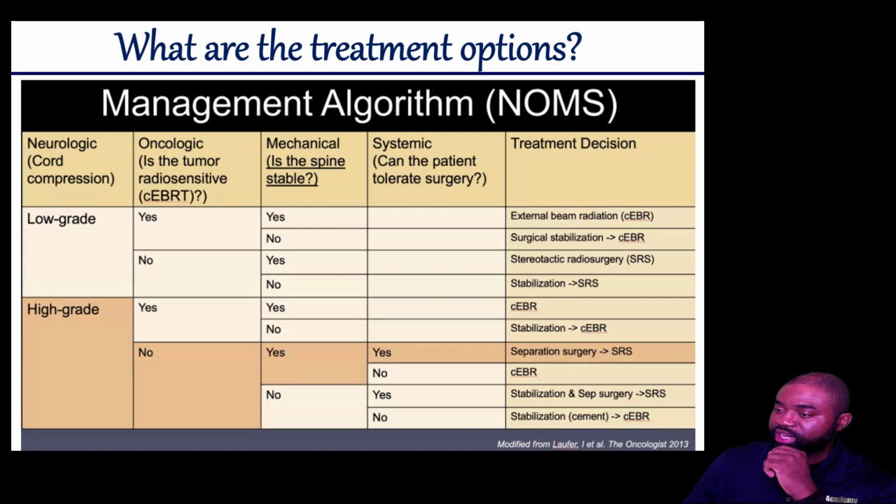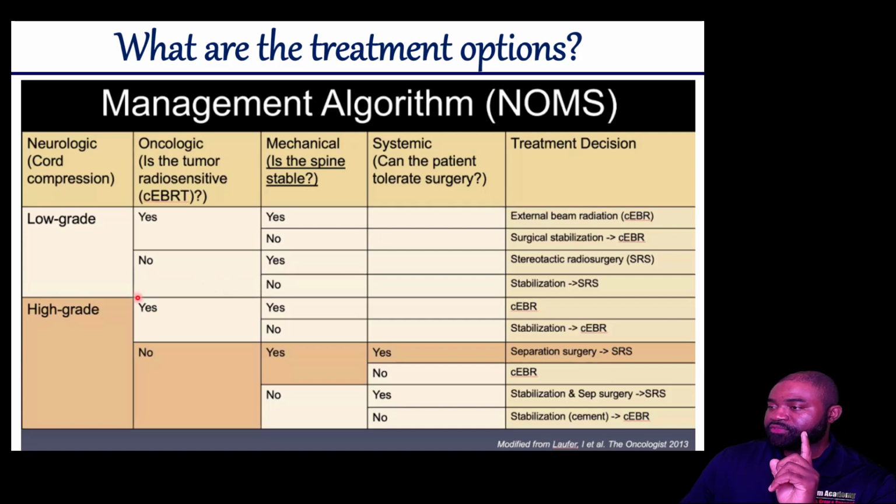So if the tumor is low grade and radiosensitive, and the spine is stable, then we can offer radiation therapy. But if the spine is mechanically unstable, then typically a stabilization surgery needs to be completed before radiation therapy.